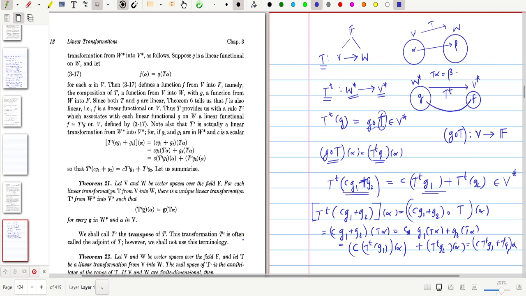So this proves Theorem 21. It states that let V and W be two vector spaces over the field F. For each linear transformation T from V into W, there is a unique linear transformation T transpose from W star into V star such that this holds. Okay, that's what we have proved here.